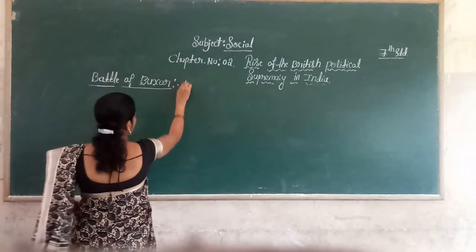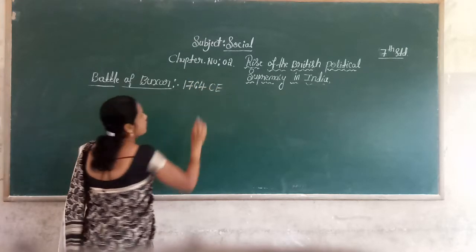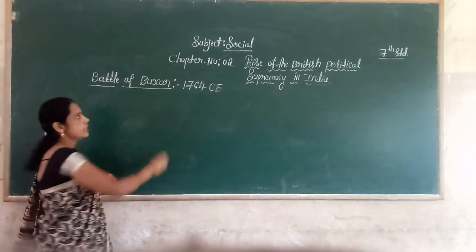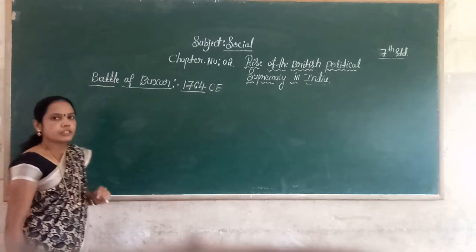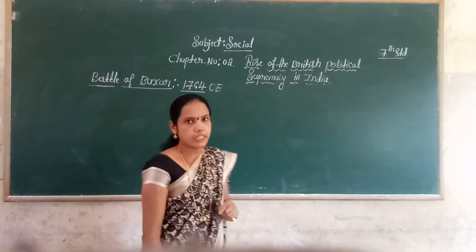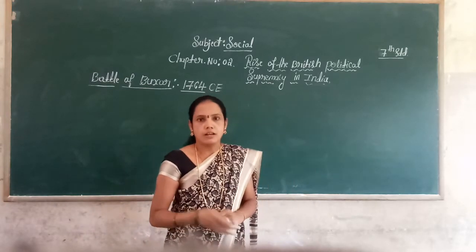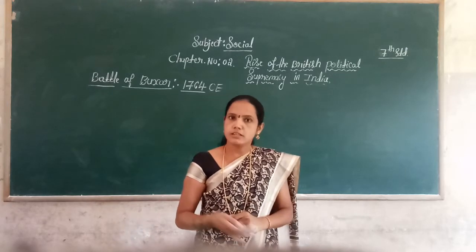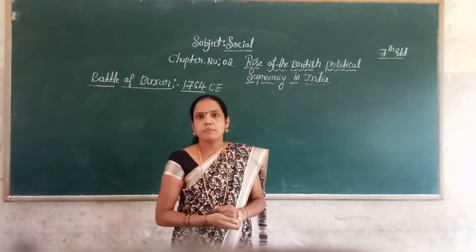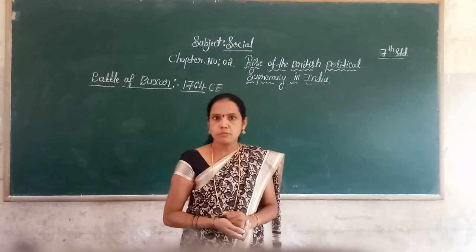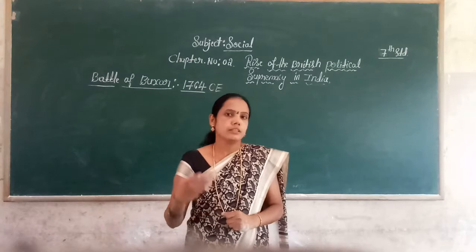In the year 1764 common era. When did the Battle of Buxar take place? In the year 1764 common era, the Battle of Buxar took place in the history of modern India. Understand, children? See, Mir Jafar, you already know that one. First, the Nawab of Bengal was Siraj ud-Daulah. After the Battle of Plassey, Mir Jafar became the Nawab of Bengal province. Already know that one.